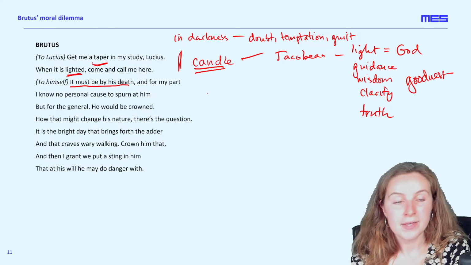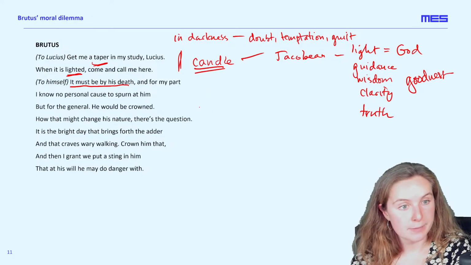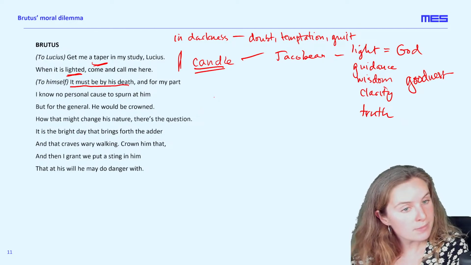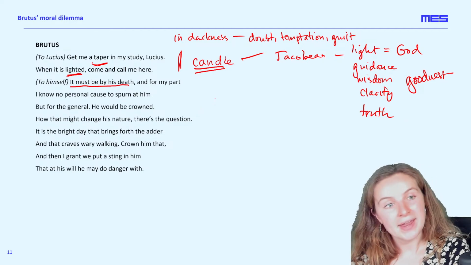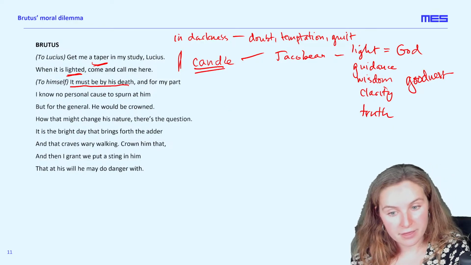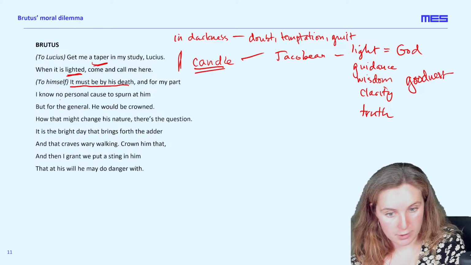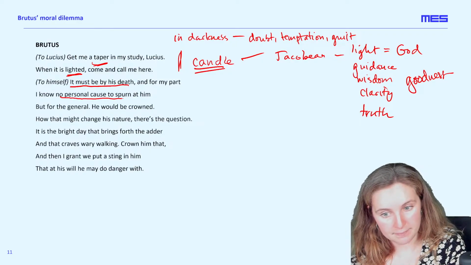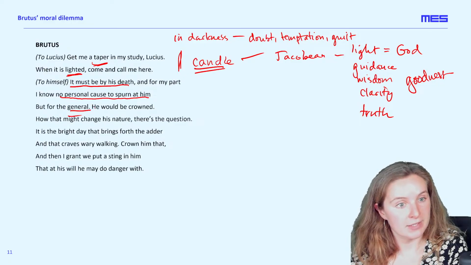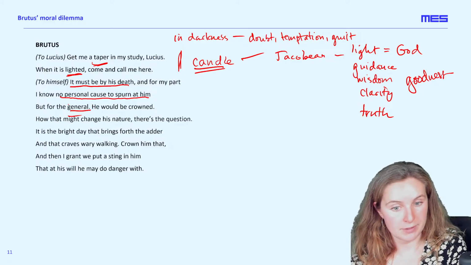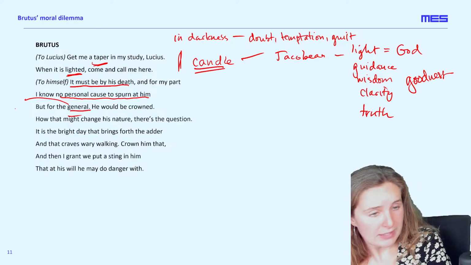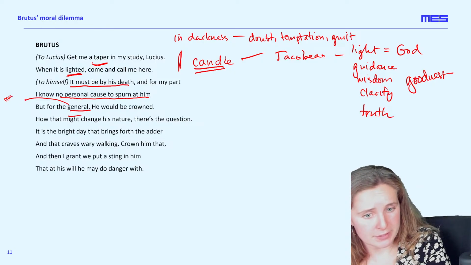Better to kill him and to avoid the potential tyrant he could become that would destroy Rome and destroy democracy for everyone, than to lose his friend who is a good guy and has not done anything wrong. As we can see, no personal cause to spurn at him, but for the general idea that he could possibly be a tyrant in the future. Interesting that we see this, because this general, it's so ambiguous here.